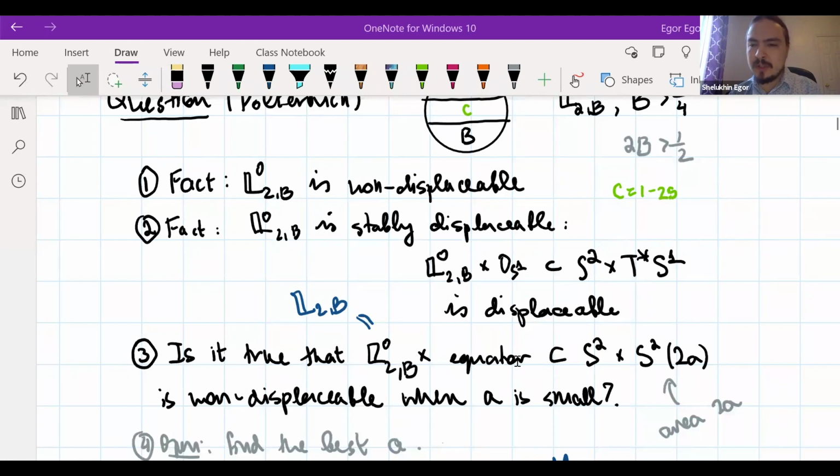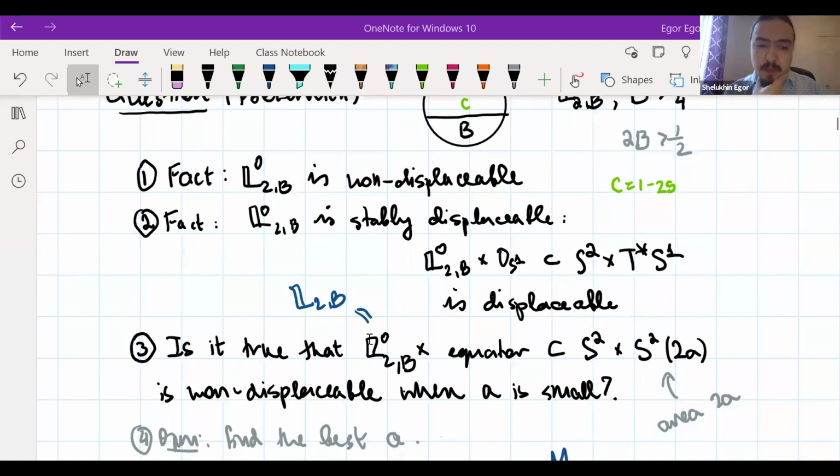And then the question is: is it true that, instead of crossing with the zero section, we can cross with an equator in S^2 of some area? So the question is whether L_0^{2B} crossed with the equator, which we'll call just L^{2B}, is non-displaceable. This notation will appear later. I'd like to make it now. So is it true that this L^{2B} is non-displaceable when A is small, this area of the extra factor?